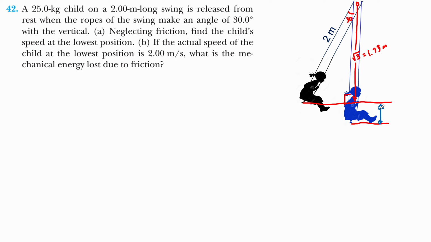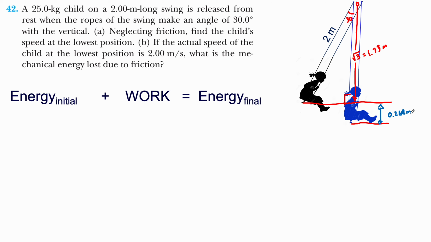approximately, hold on a second, sorry, 2 minus root 3. Forgive me for a moment while I solve this. She's about 0.268, I'll go to 3 sig figs, meters below from where she started. And once we know that, we can actually solve this thing.